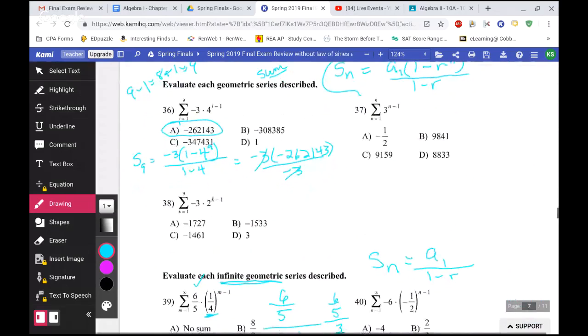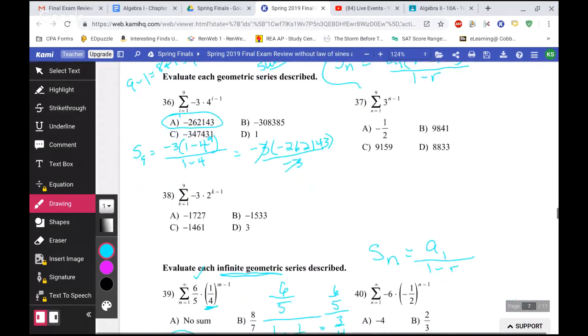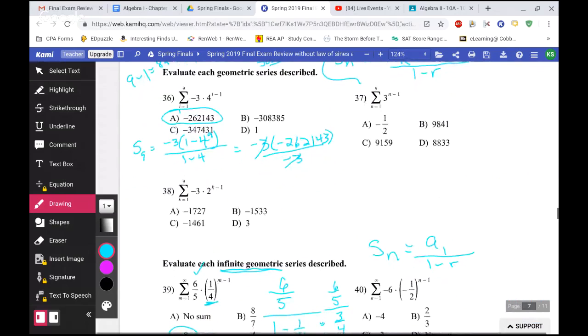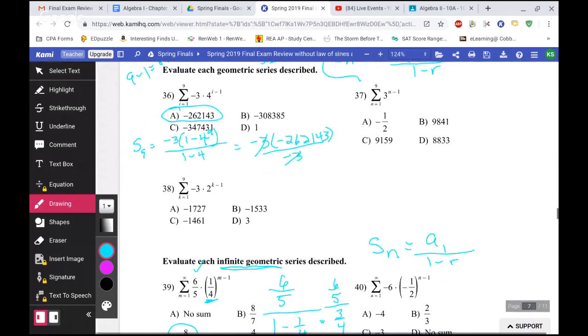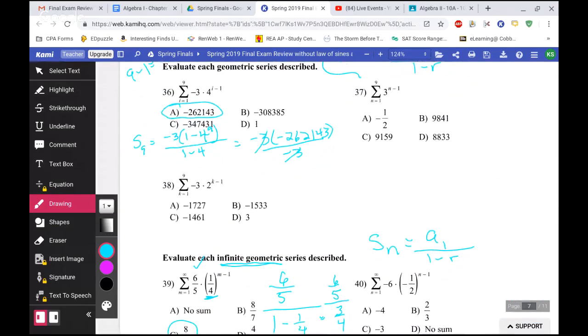Yes, ma'am. Okay. Math lab participants, would you like to see 37 and 38 worked out? I would. Okay. I'll just do 37 and 38.